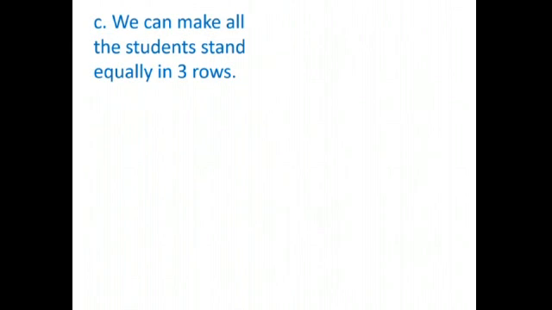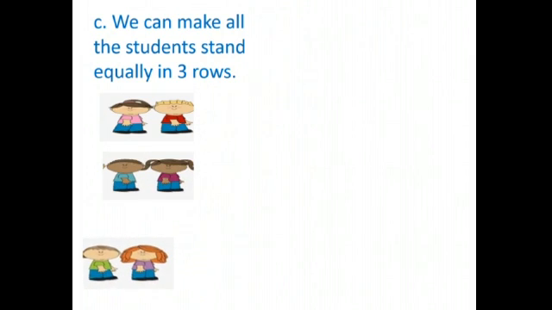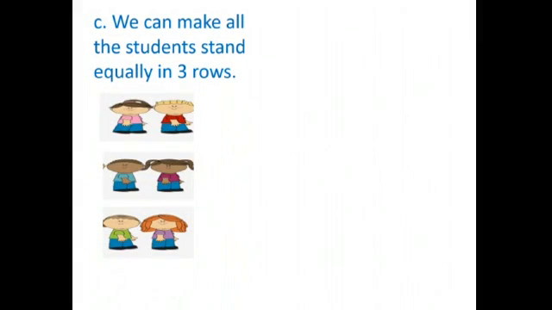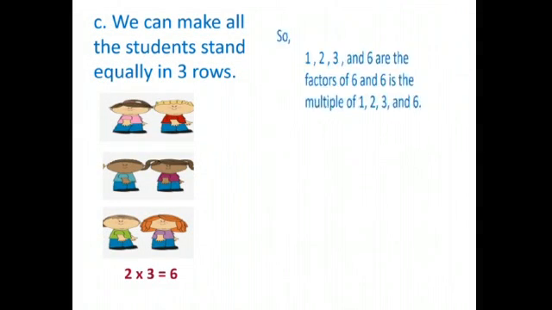The third way is we can make all the students stand equally in 3 rows. So there will be 2 students in each row and the total number of rows will be 3. So 2 into 3 equals 6. Here 2 is the number of students in each row and the number of rows is 3.